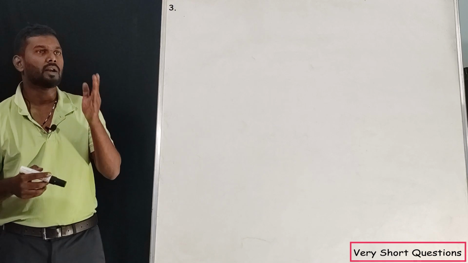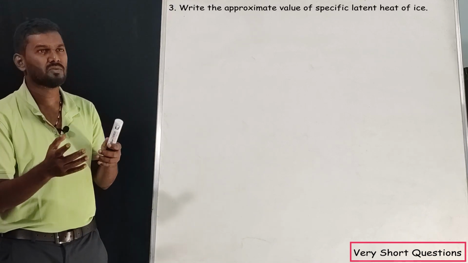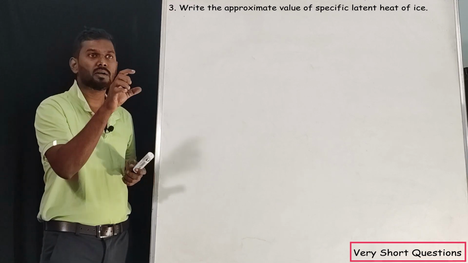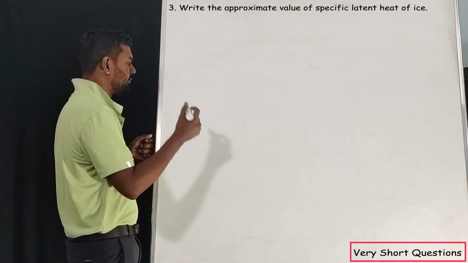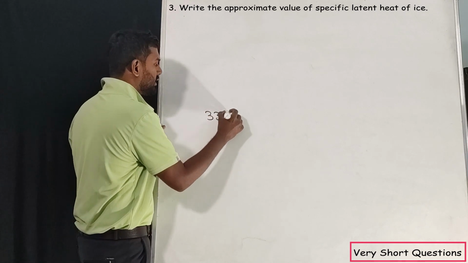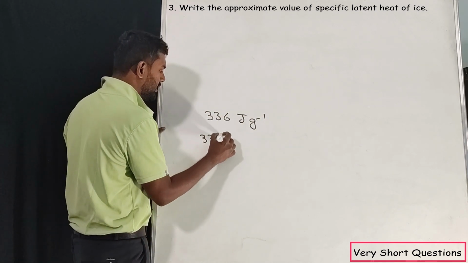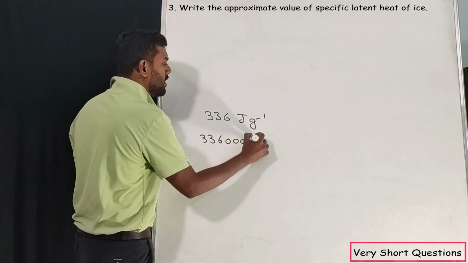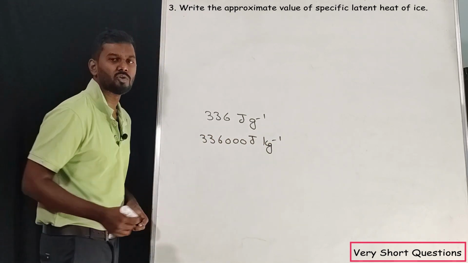Our next question, write the approximate value of specific latent heat of ice. See, this one we have learnt in the concept video, but you can write the answer in 2 ways. I'll show both the ways. Listen, 336 joules per gram and 336,000 joules per kg. So which one should you write in the exam?